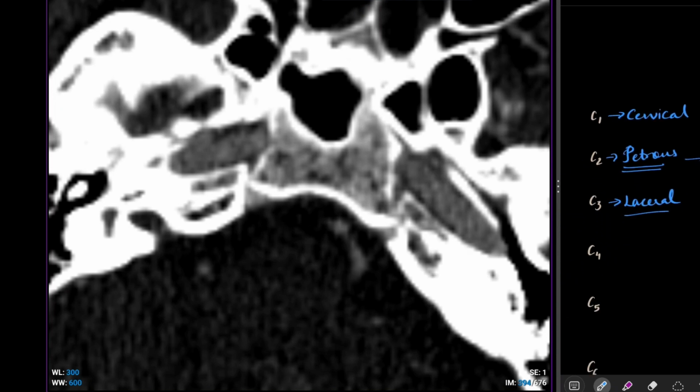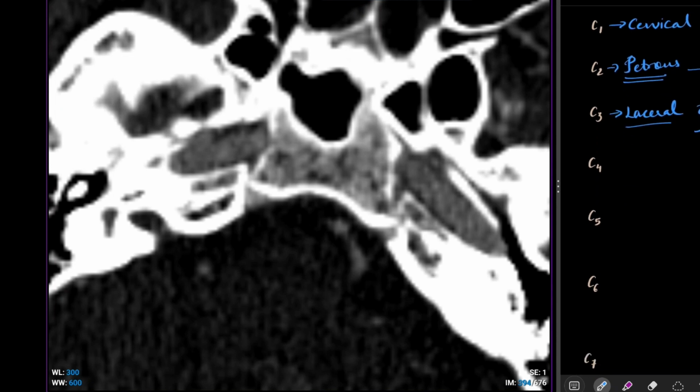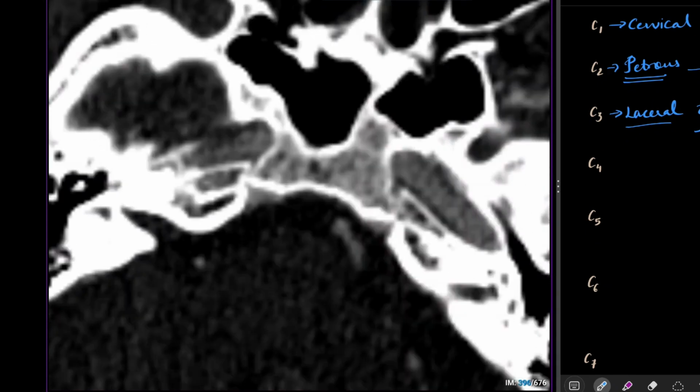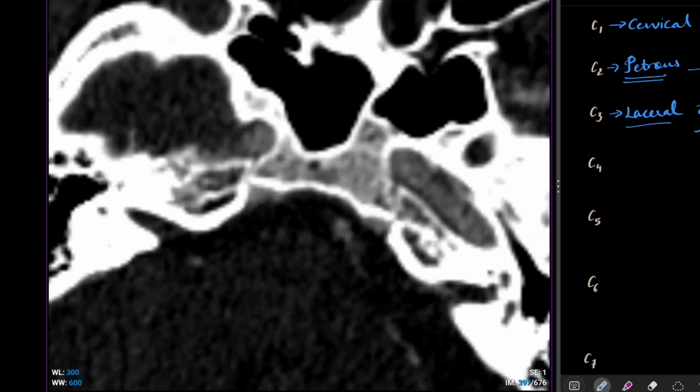The C3 part, the lacerum part, is a very small segment which essentially does not give any branches, and the C3 part is usually covered by the trigeminal ganglion of the fifth cranial nerve. And if we trace more cranially, we can see the cavernous segment.